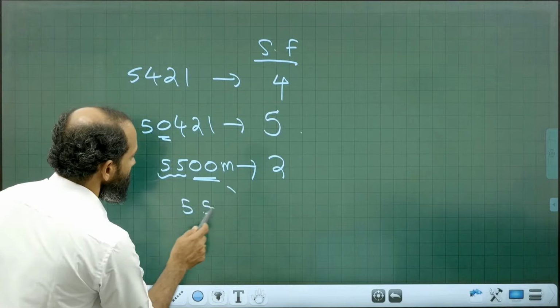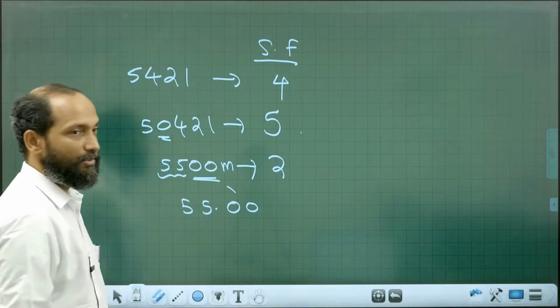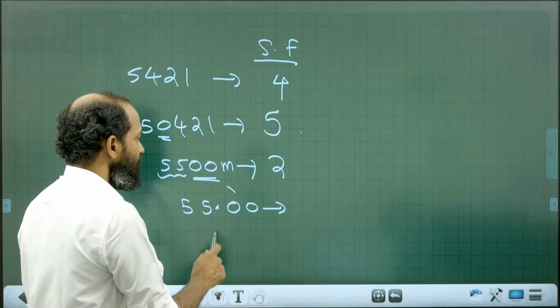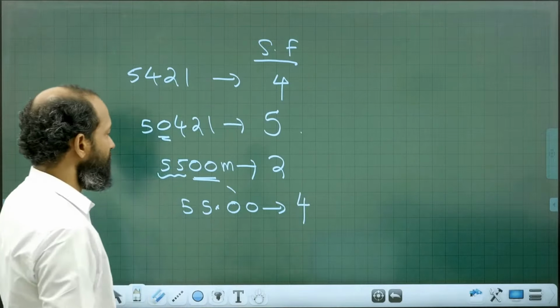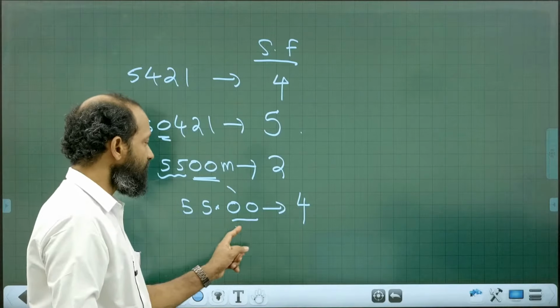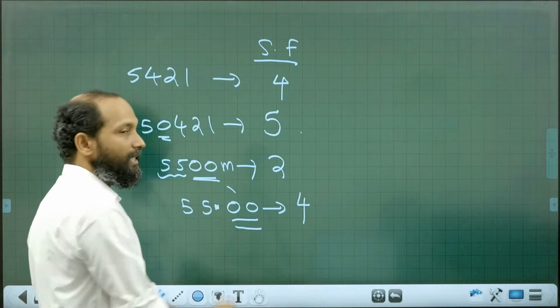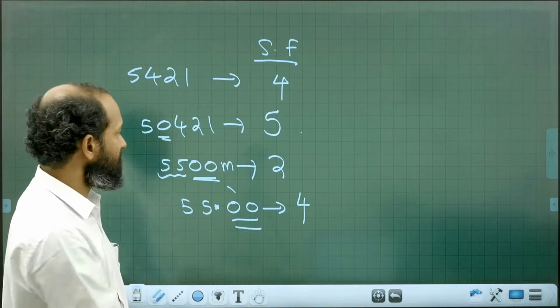But if you have trailing zeros followed by a decimal point, they are to be taken as significant. So there are 4 significant figures. Here trailing zeros are there, but they are followed by a decimal point. That's why they are to be taken as significant. Let us apply a few more examples.